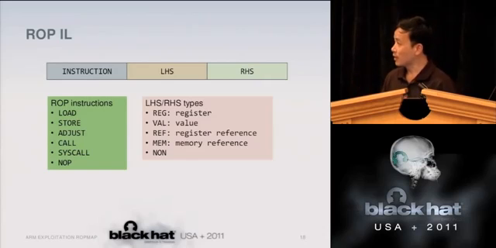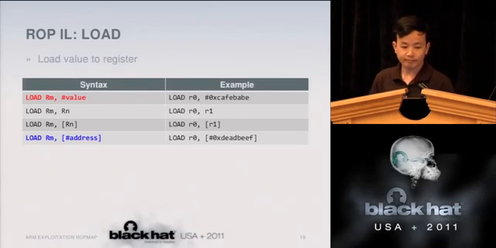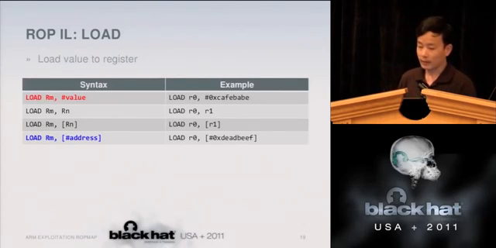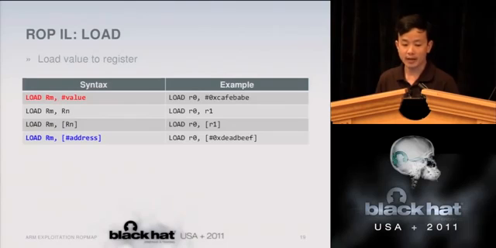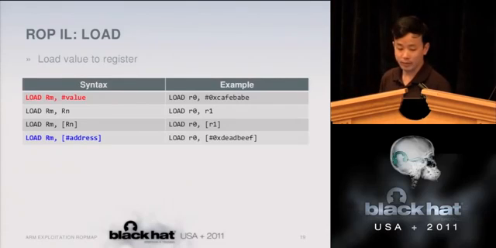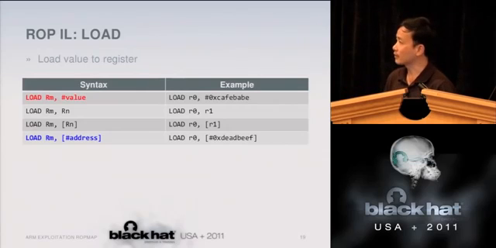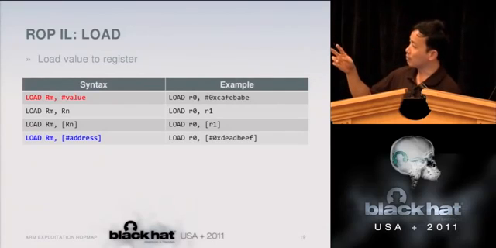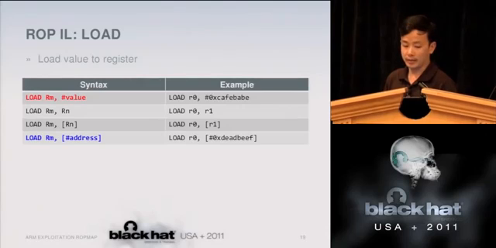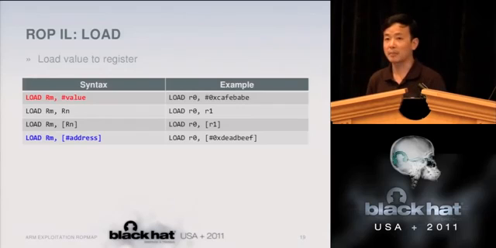That's all. So I will show some use of the instructions in detail. The first and most commonly used instruction is load. To load a value to a register, the left-hand side must be a register, and the right-hand side can be of any type. For example, load register 0 with the value 0xcafebabe. Every constant value starts with a common symbol. And you can load register from register, or load register from a memory reference. The most used forms in shellcode are loading a register with a value and loading a register from a memory reference.